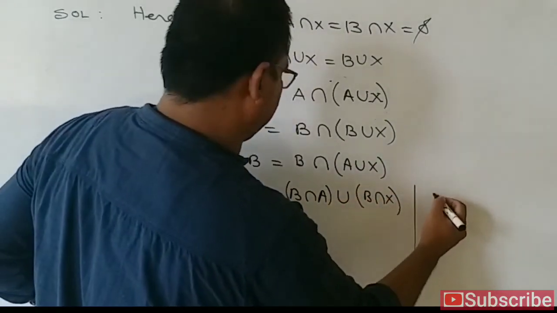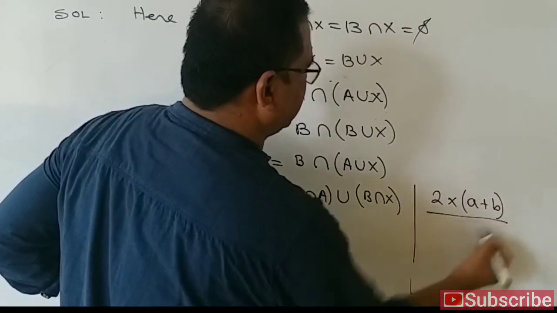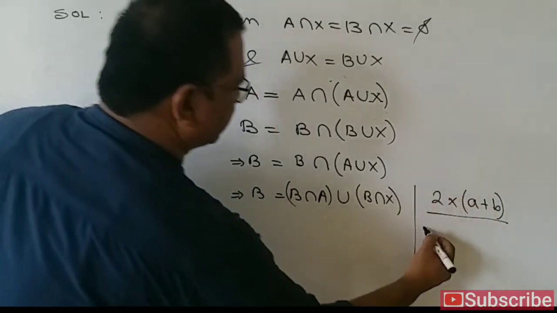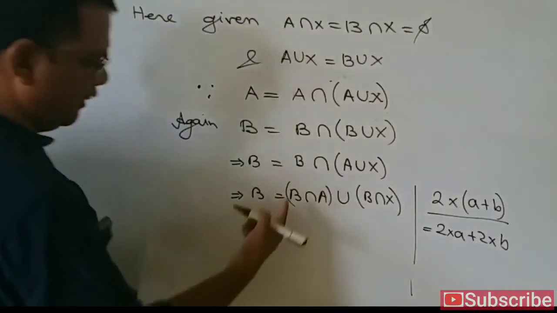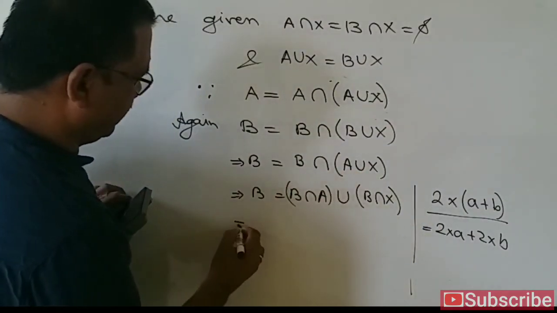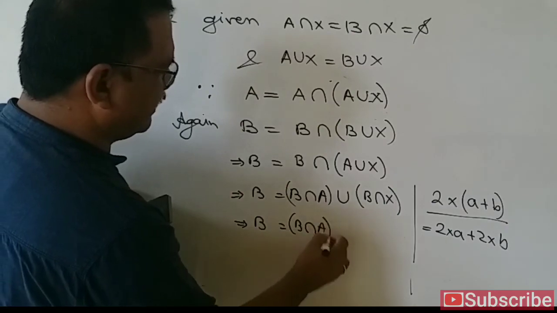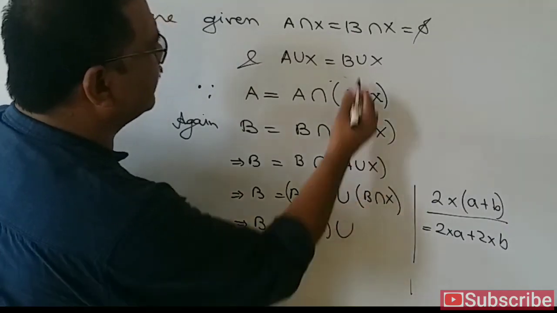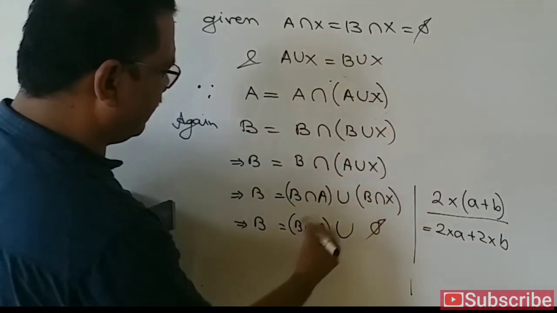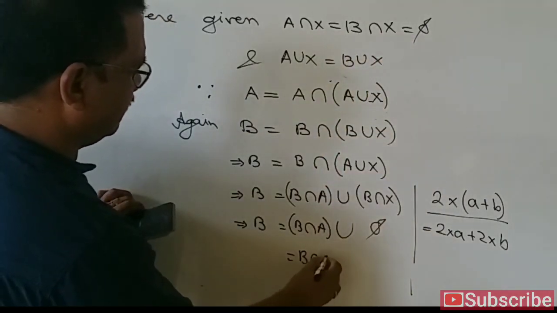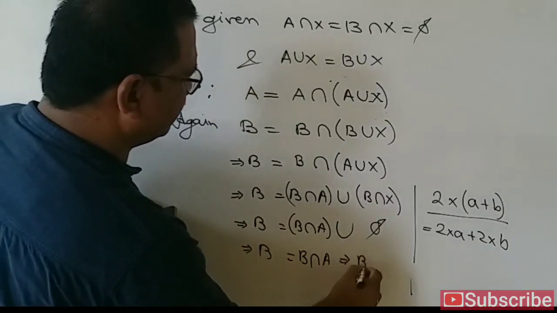To understand this, please take the help of this multiplication: 2 into (A plus B) equals 2 into A plus 2 into B. This is the distributive law. So this is how we have distributed this. B is equal to B intersection A union B intersection X. This is given as phi. So B intersection X is phi, and this equals B intersection A, which gives B is a subset of A.